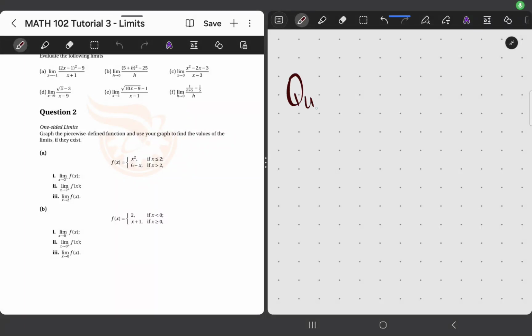Let's do question 2. We are doing these questions as fast as we can. This is not even hard, all right? Question 2, what do you want, my friend? It says, okay, one-sided limits.